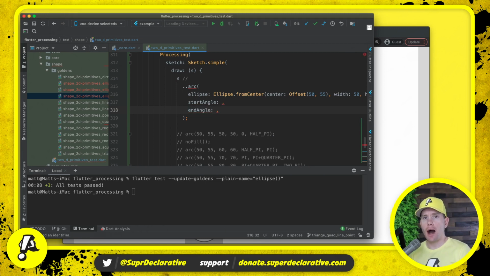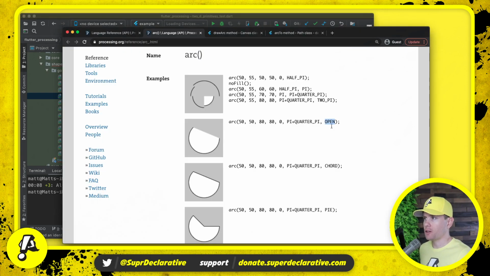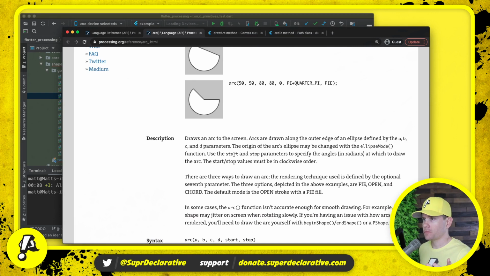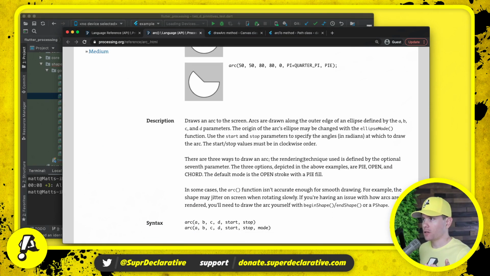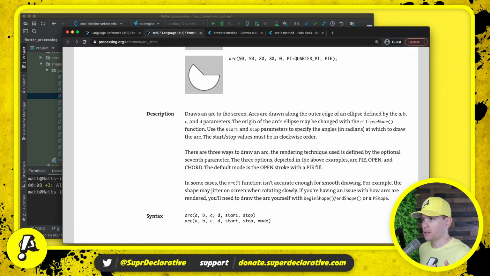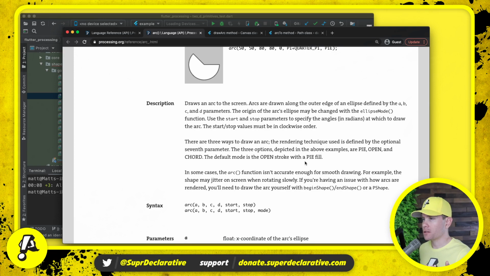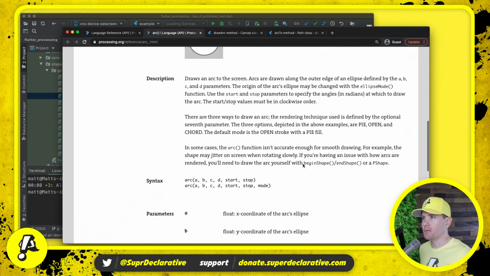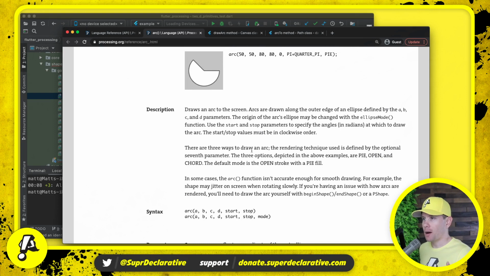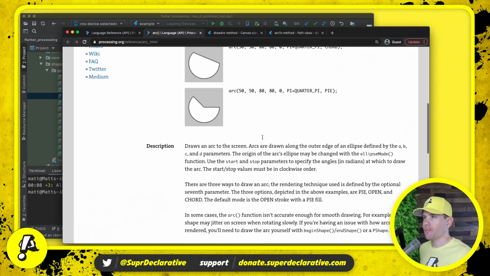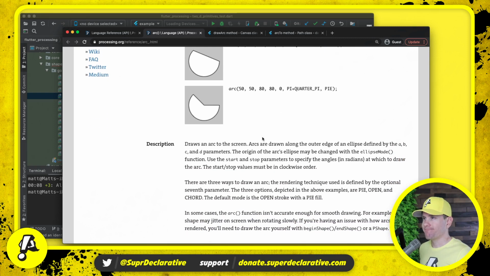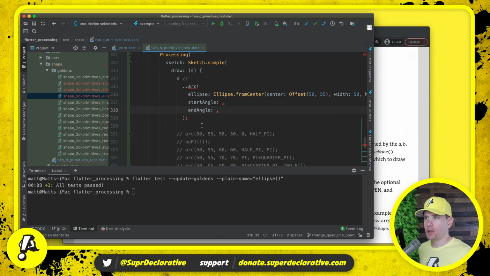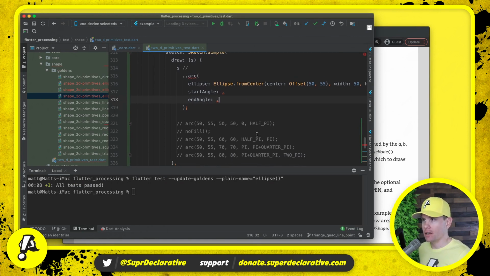There will be a 4th optional parameter, which is I'm not sure what they call it. Let's see what they call that thing. So this final parameter is what I'm talking about. Let's see what they call it. There are 3 ways to draw an arc. The 3 options. I'm not seeing a name for this. It seems to just be referred to as an optional 7th parameter. I don't know. I'll think about it. We'll define that when we have to. But there will be one more parameter, which is that mode, which is not needed at the moment.